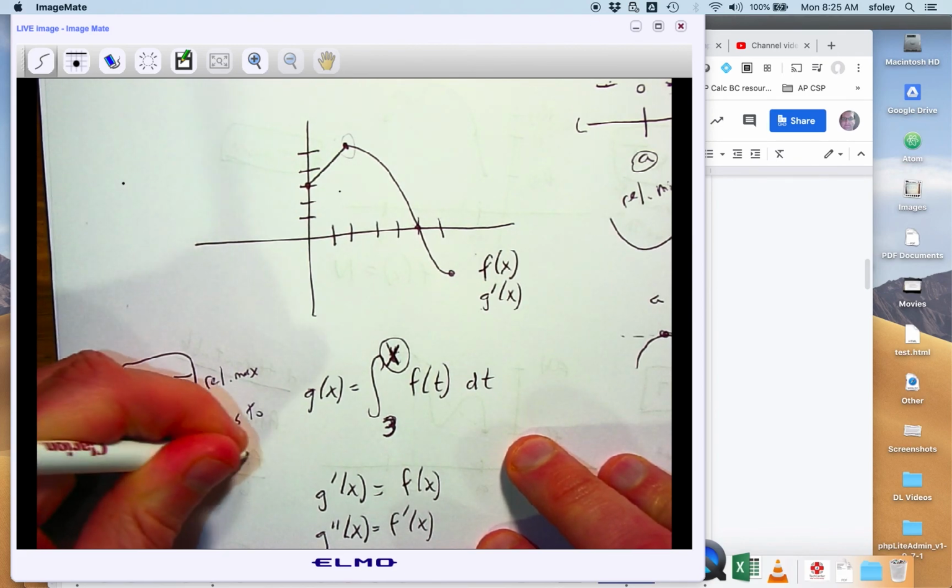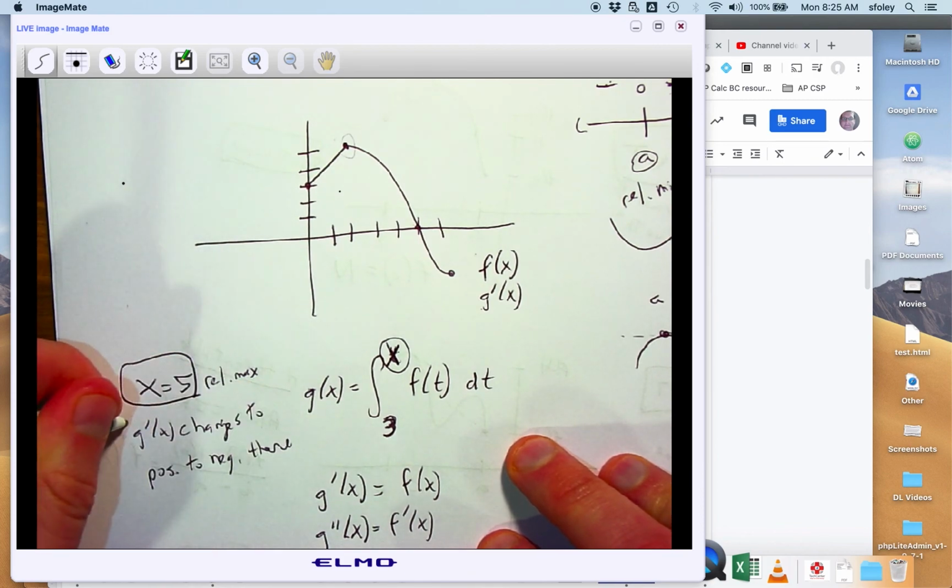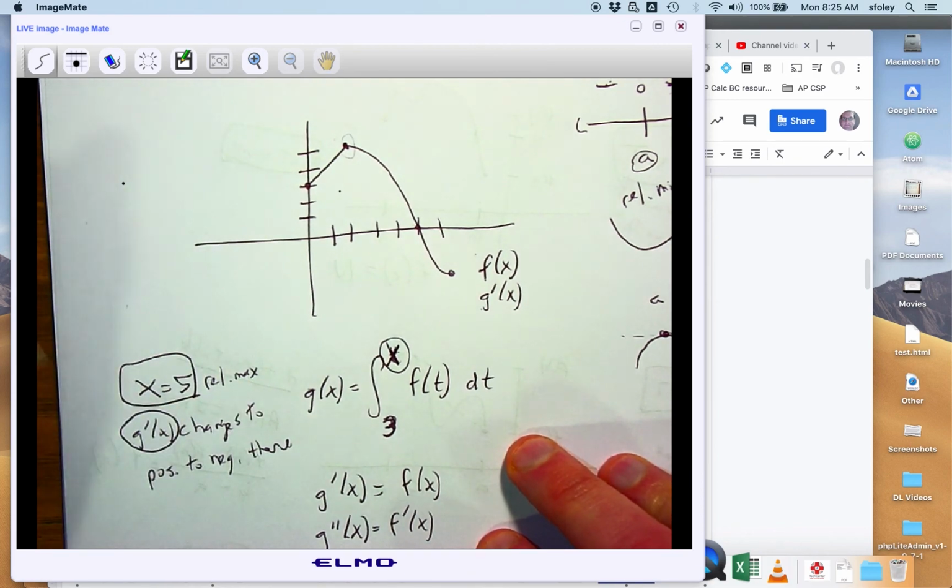And you have to be super careful in these problems, right? What function are you talking about? I'm talking about the derivative of g, right? And it's changing from positive to negative. So you really want to avoid saying g changes from positive to negative or anything like that.